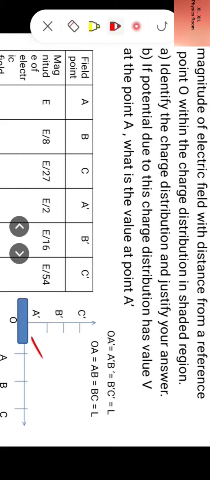Now questions. A part. Identify the charge distribution and justify your answer. B. If potential due to this charge distribution has value V at point A, what is the value at point A dash? So this is point A and this is point A dash. Point A lies on the axial line and point A dash lies on the equatorial line. This data is given to you, and you assess the data, understand the data, and try to answer it.